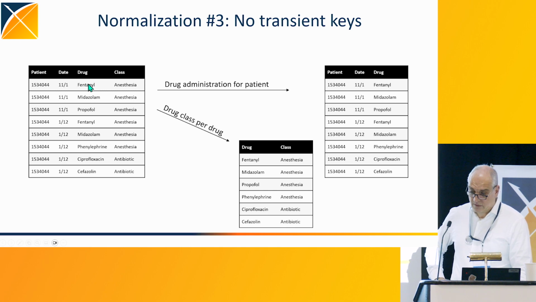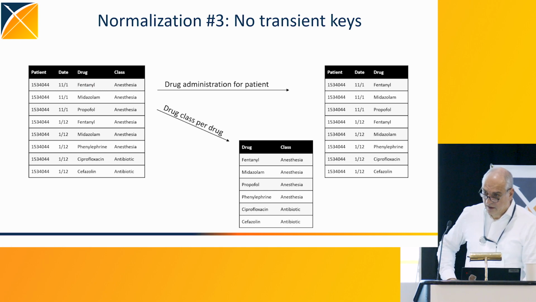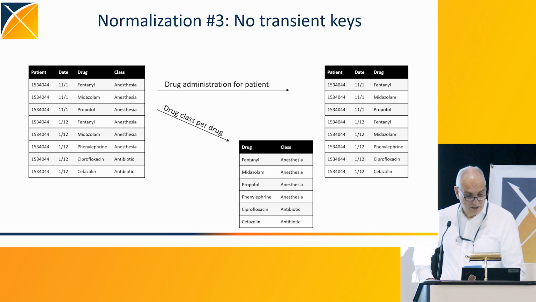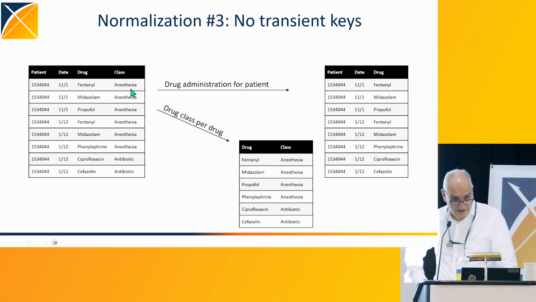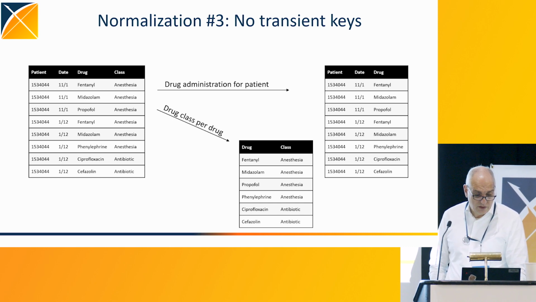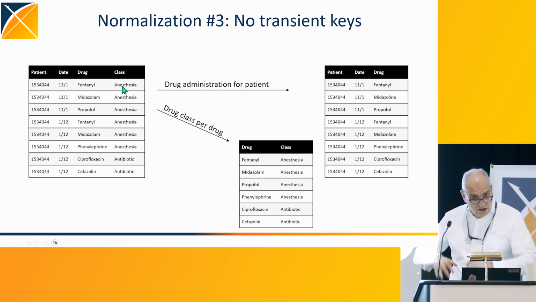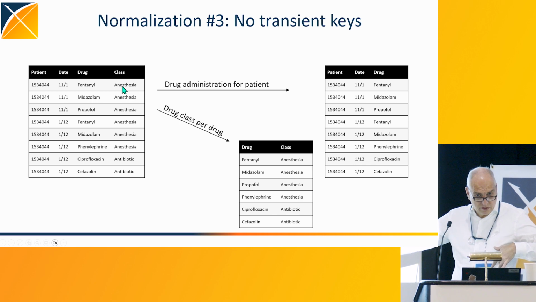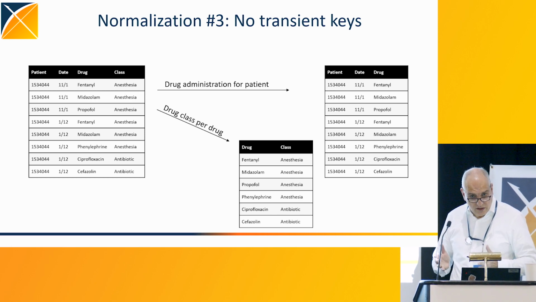Fentanyl, the official one, not the illegal one, is an anesthesia drug. It's actually been there for a long, long time. And the fact that it's an anesthesia drug is independent from the fact that the patient got it on 1st of November. It has nothing to do with this. So split those things up. Don't have them in one data set, in one data record.